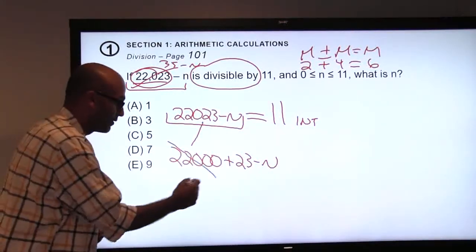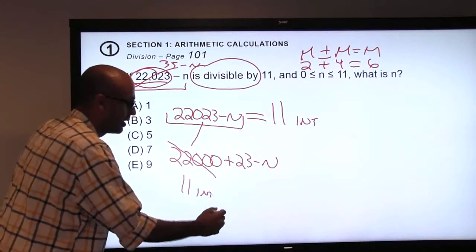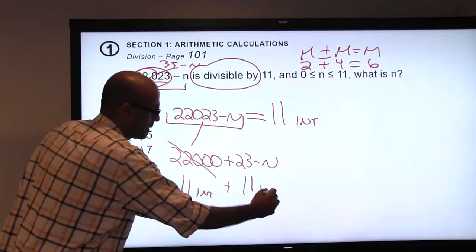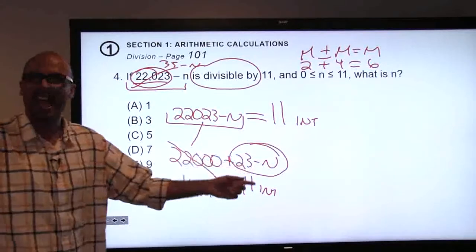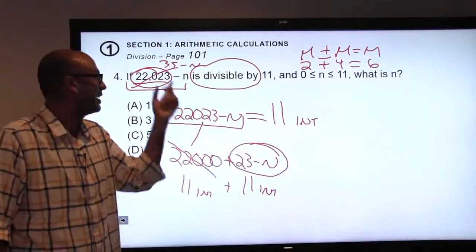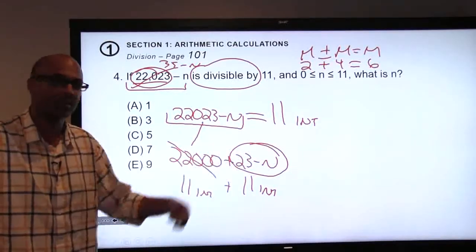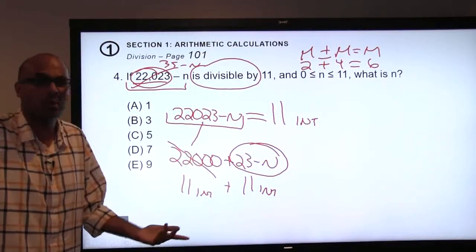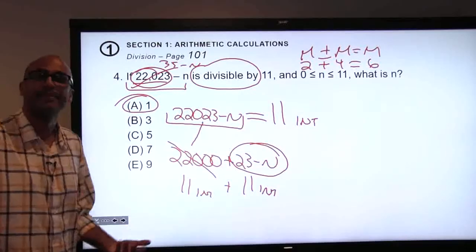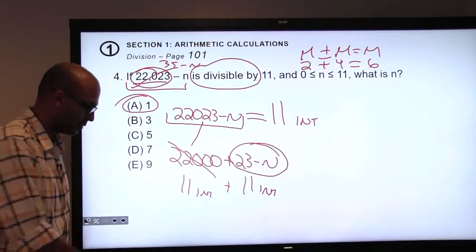Then all of a sudden, if you know this is a multiple of 11, by definition, this becomes a multiple of 11. And now, if you know that's a multiple of 11, this is like that easy question that I ultimately wanted to do, which is, hey, 23 minus some number is a multiple of 11. What is that number? This is not hard anymore at all.